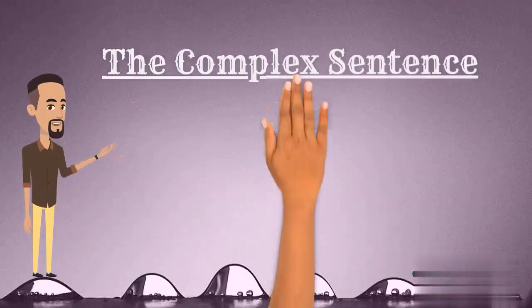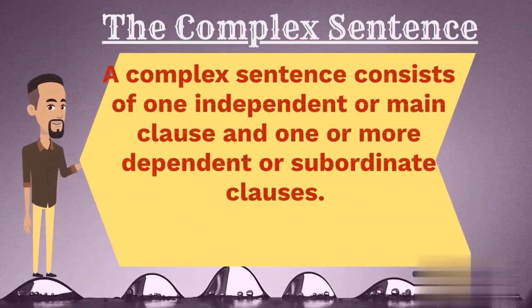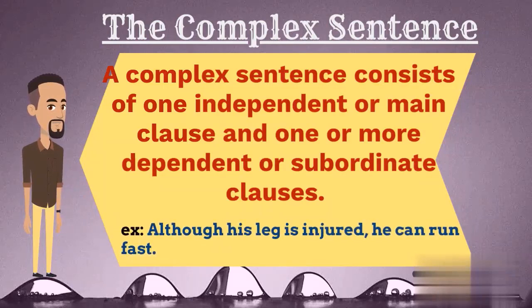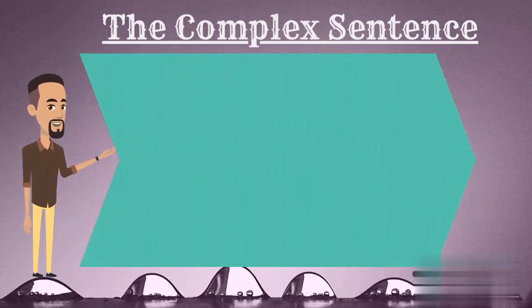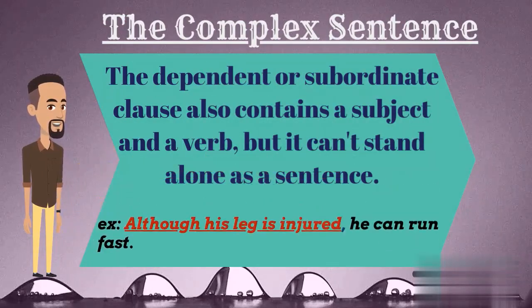Our third type for today is the complex sentence. A complex sentence consists of one independent or main clause and one or more dependent or subordinate clauses. Look at the example. Although his leg is injured, he can run fast. But what do we mean by a dependent clause? The dependent clause or subordinate clause also contains a subject and a verb, but it can't stand alone as a sentence.